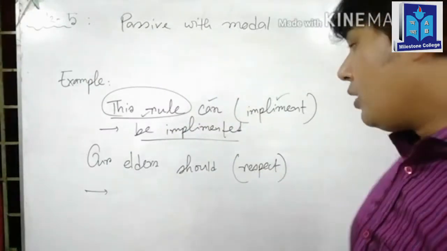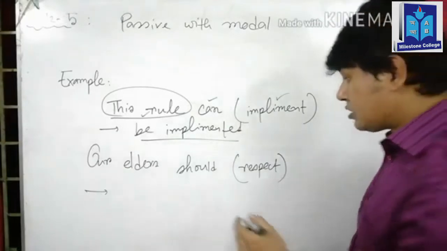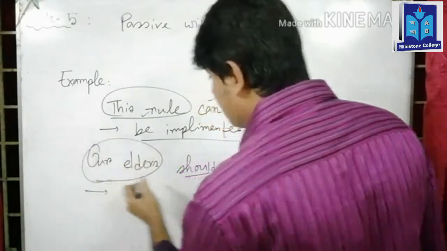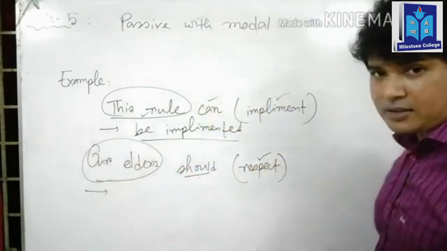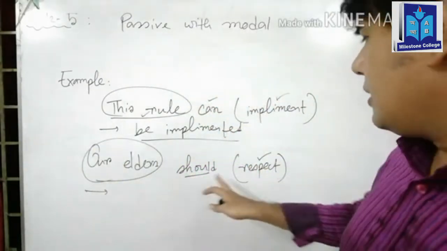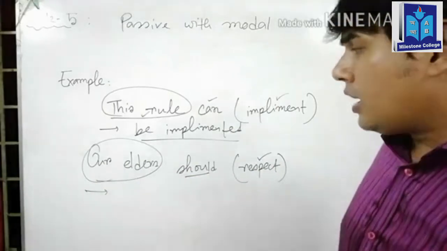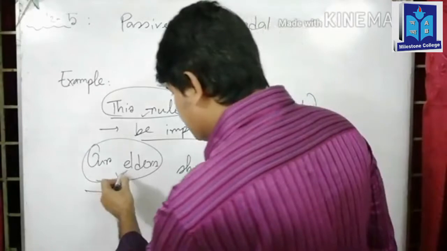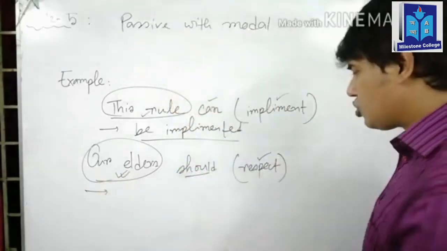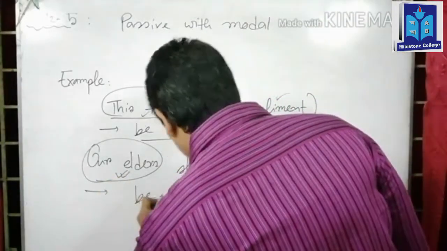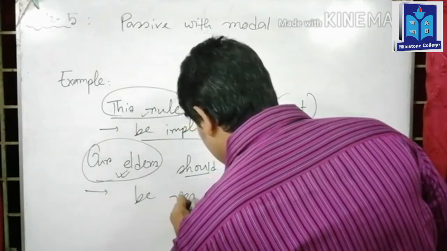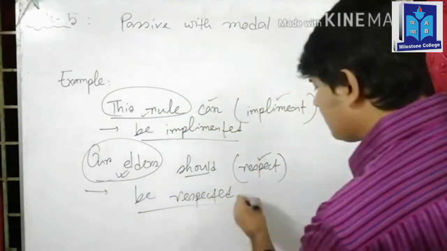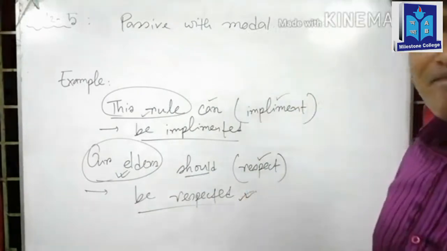And the next one, our elders should. There's a modal. Our elders is the subject there, and the verb is respect. So our elders are not doing this thing. Actually we are to respect our elders. So there the subject actually can do the verb, so the answer will be as follows.